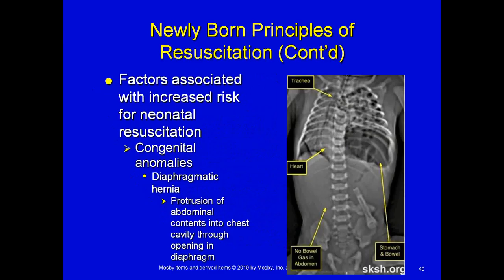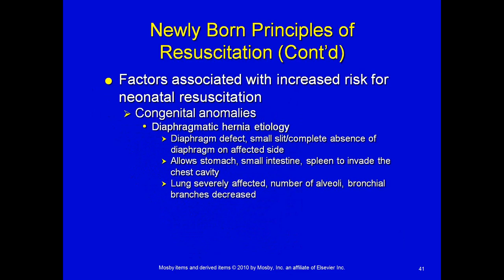There are two holes in the diaphragm that allow for the superior vena cava and the abdominal aorta to come down through those holes and then spread out to your pelvis and then to your legs. And a forceful squeeze on the abdomen during delivery may herniate those contents through the diaphragm up into the chest. There may be a small defect in the diaphragm as well, or absence of the diaphragm on the affected side. It didn't develop. And again, it allows the stomach, small intestines, and spleen to migrate up into the chest.